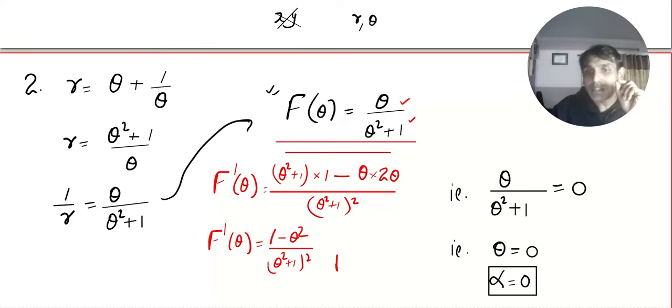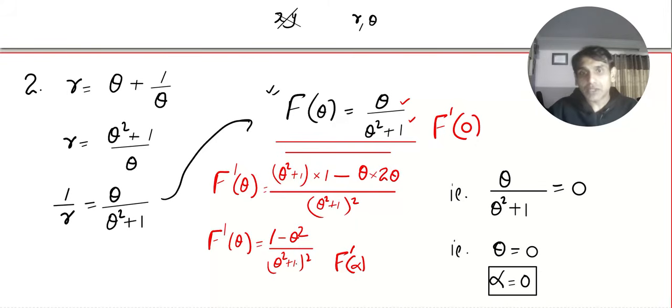Because step number 3 means find the derivative at alpha. And that means I have to find the derivative at 0 degree. So I'm going to plug in theta equal to 0. So that gives me (1 minus 0) by (0 plus 1), that will be 1. Now that's it. We are ready for the last step.